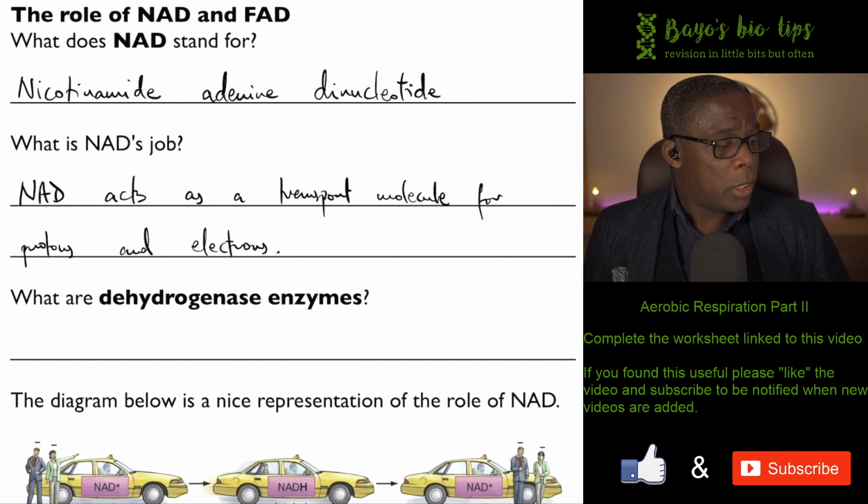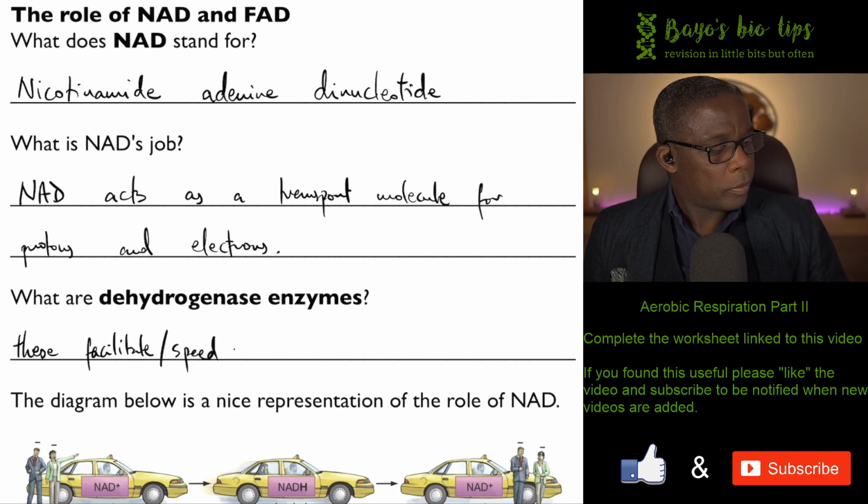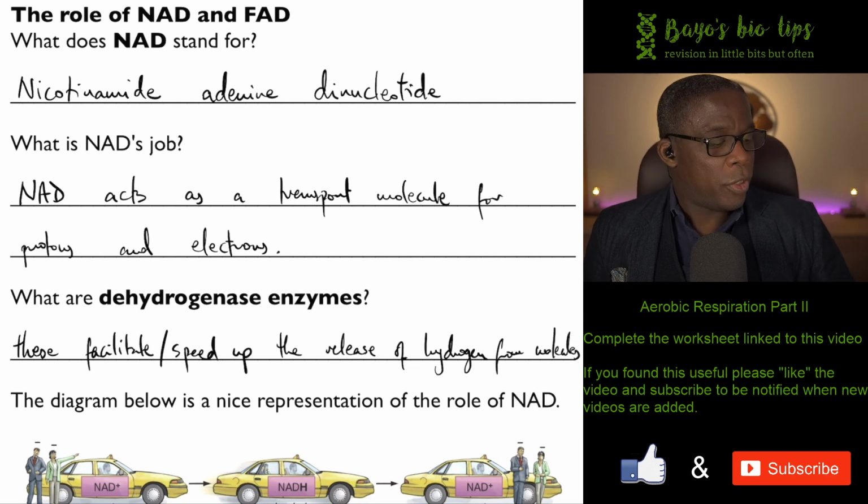So what are dehydrogenase enzymes? The name tells you really. These facilitate or speed up the release of hydrogen from molecules. In this case, reduced NAD or reduced FAD.